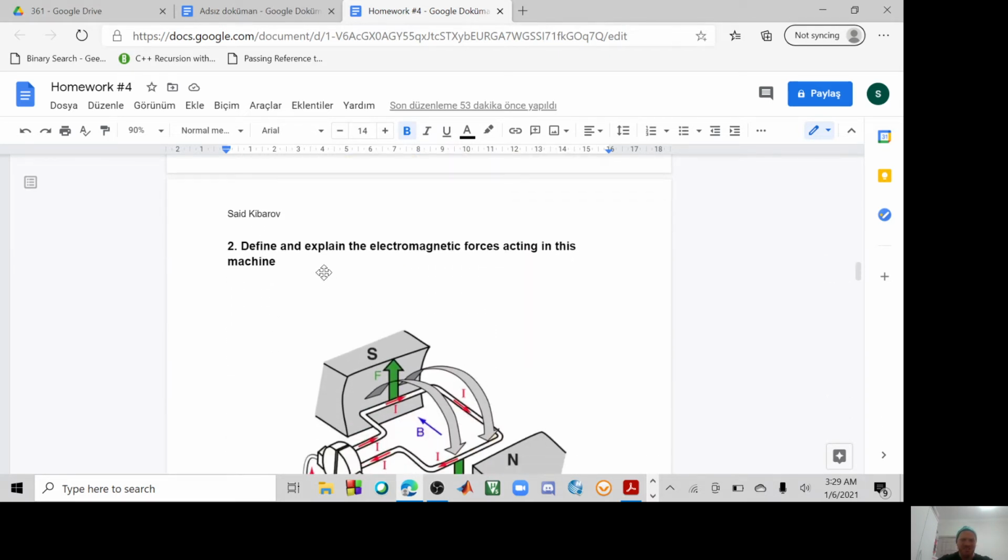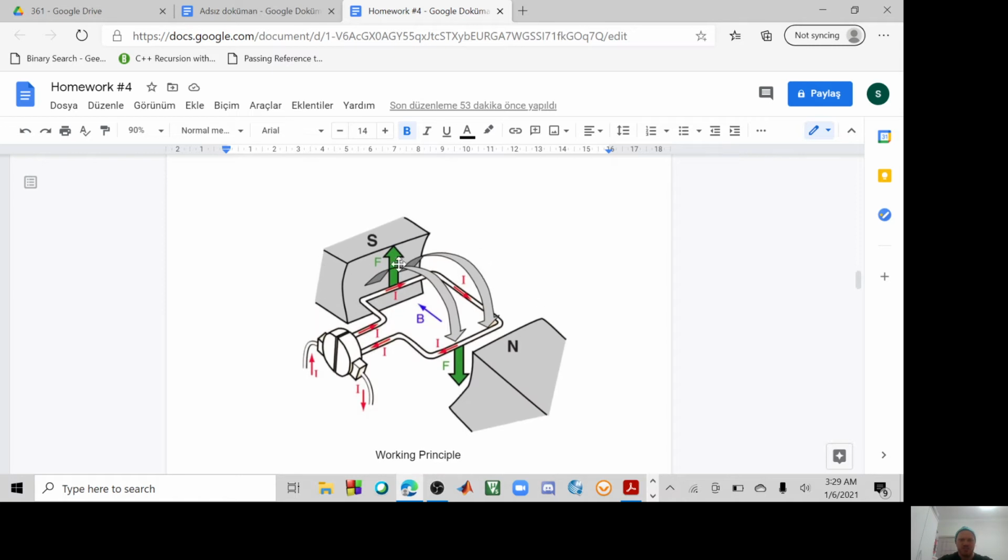This is the second question. Define and explain the electromagnetic forces acting in this machine. We have a drawing here. So this is the magnet source and north. This is the coil. These arrows show the current, force and the magnetic field. So mainly current is coming in from this side and goes outside. This is the direction of the current, this is the direction of force, and this is the direction of the magnetic field.